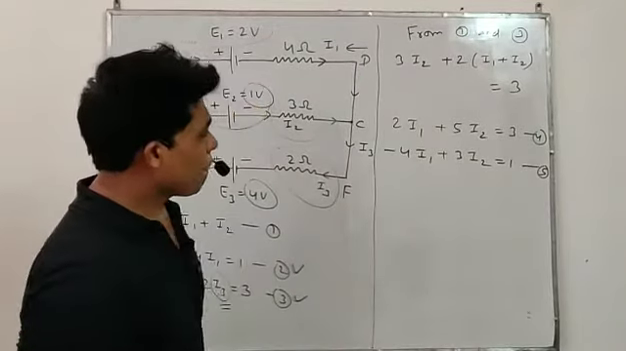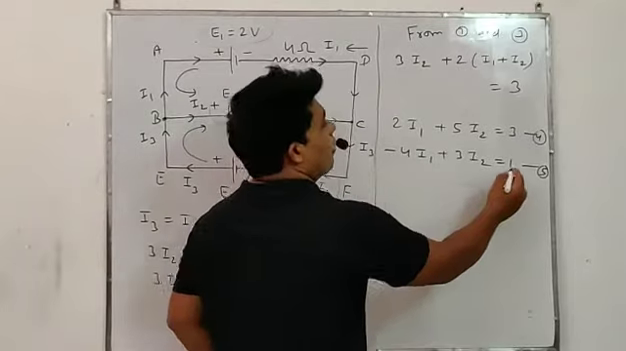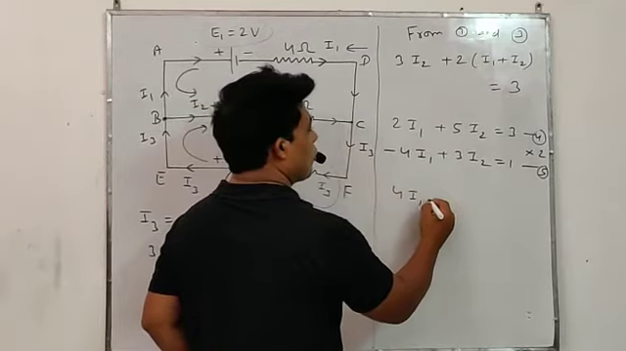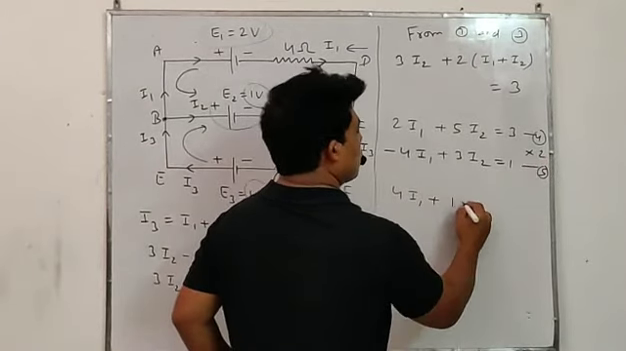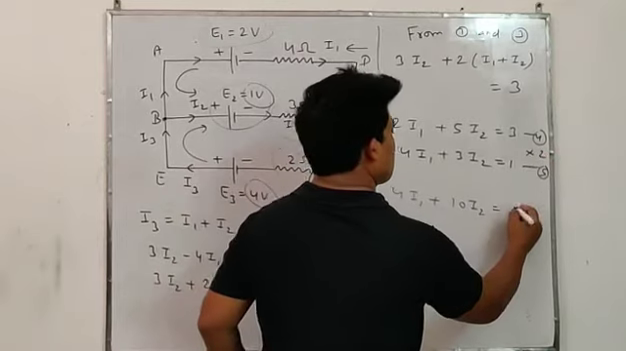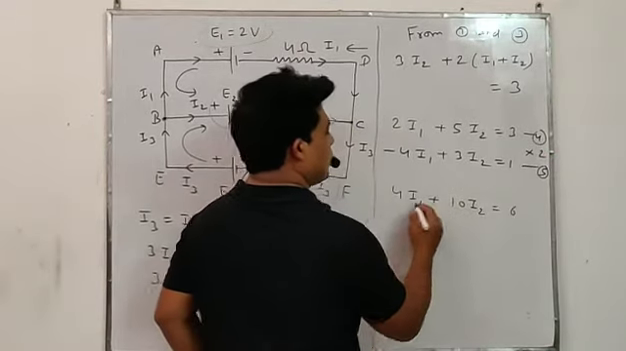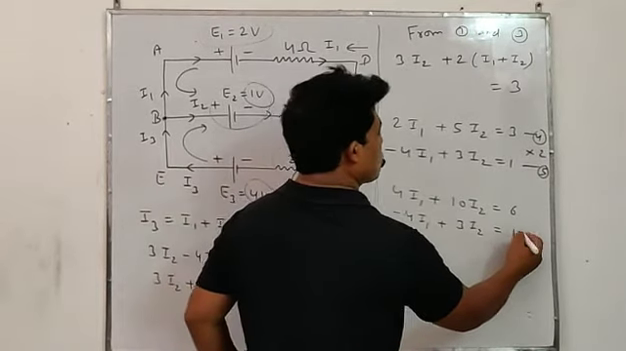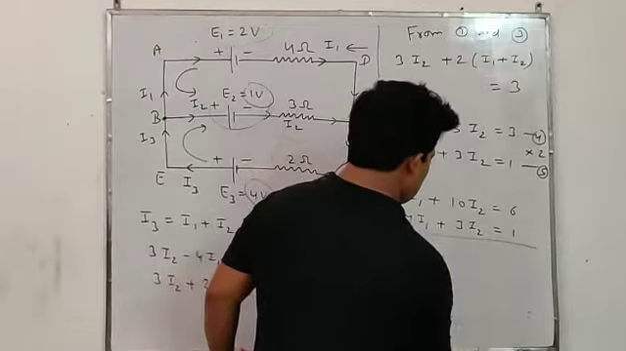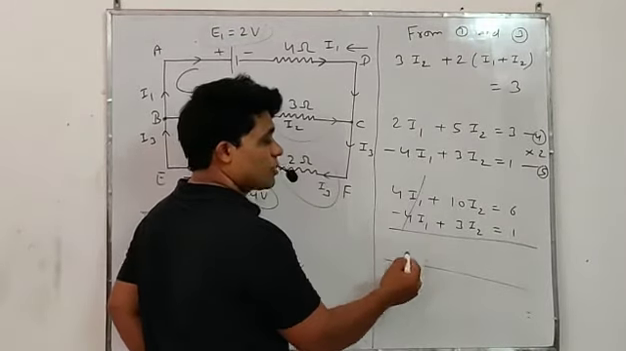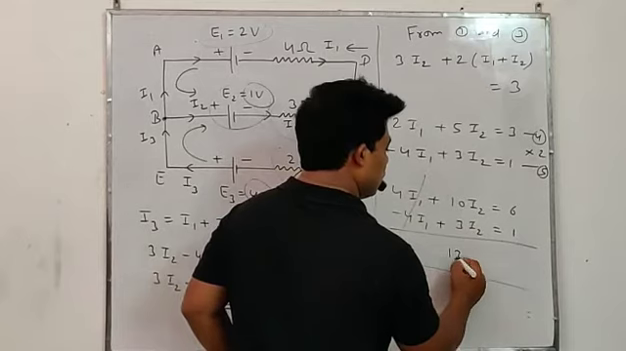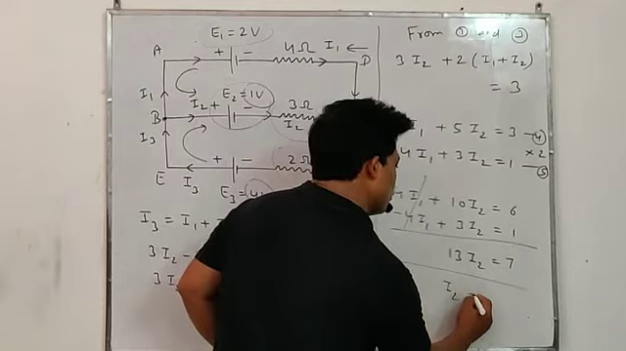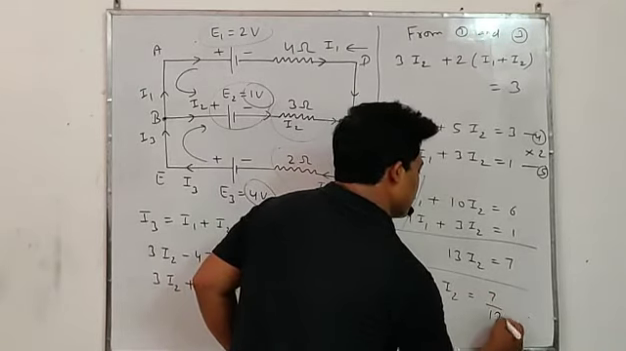Now students, for solving this, we multiply equation 4 by 2. 2 2s are 4, it becomes 4I1. 5 2s are 10I2. 3 2s are 6. And this is minus 4I1 plus 3I2 equals 1. On adding them, minus 4I1 and plus 4I1 cancel out. 10 and 3, 13I2; 6 and 1, 7. For I2, we'll get 7 by 13 ampere.